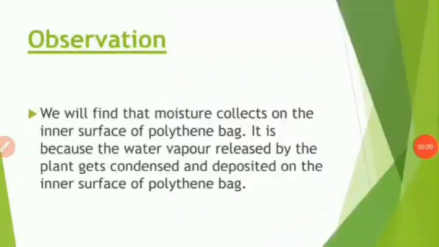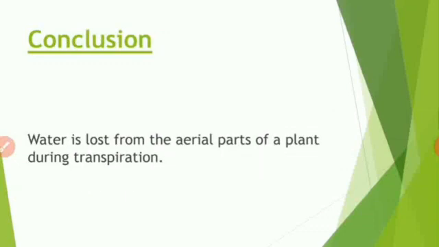Now what is our observation in this activity? We will observe that moisture collects on the inner surface of the polythene bag. And why is it so? It is because of the water vapor which is released by the plants by the process of transpiration. This water vapor is then condensed and deposited on the inner surface of the polythene bag. Isn't it? Then the conclusion is that water is lost from the aerial parts of a plant during transpiration.